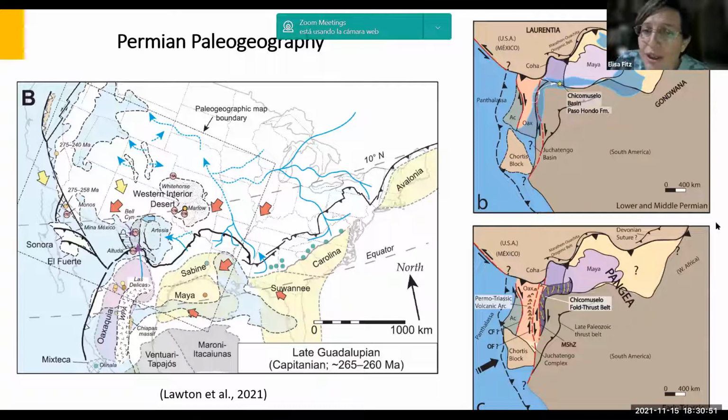And if we consider the estimates for the rotation of the Yucatan block along these transform faults, of 45 degrees according to Pindell, or 60 to 70 degrees according to Molina Garza, then no matter which one you use, you still end up with an orientation that is very close to what we see nowadays in southern Chiapas, which is northwest southeast.